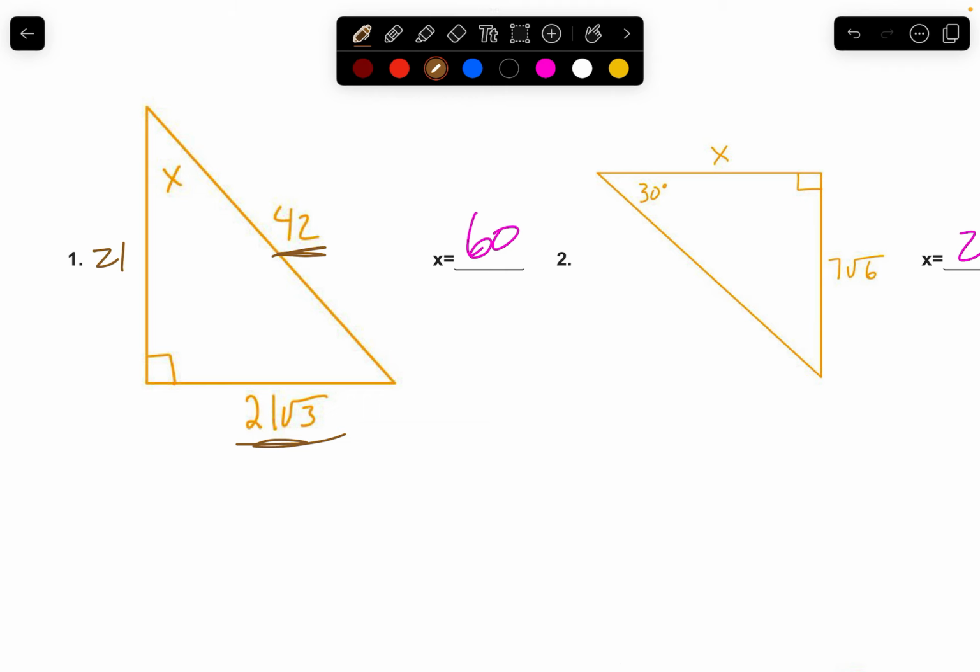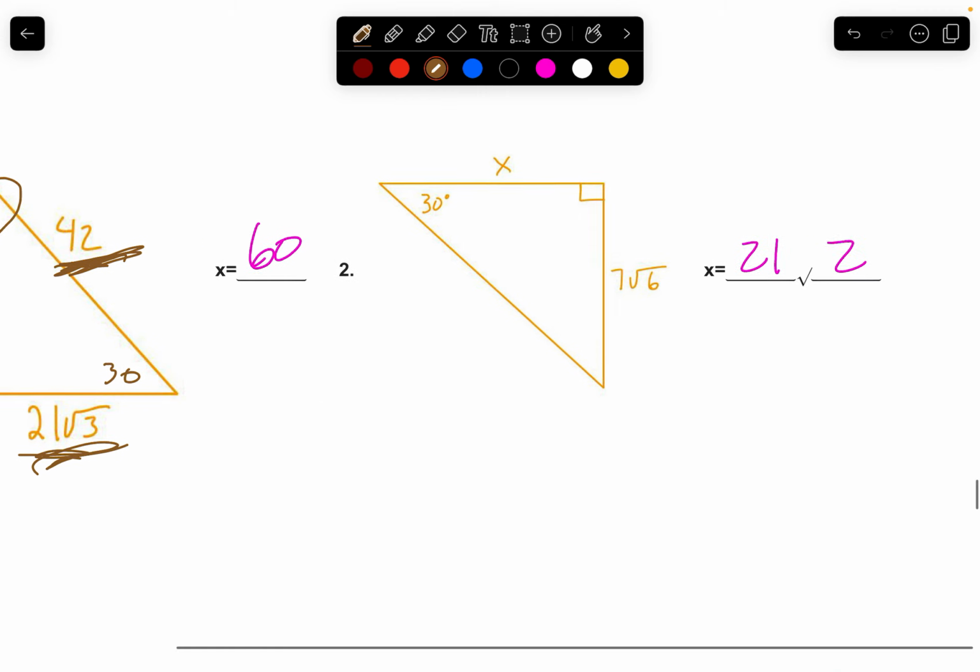So if this side was 21, does that follow the pattern of times 2 and times root 3? Yes, it does. So recognizing 30, 60, 90s is really important. If you see a triangle with 42 and 21 root 3, or 42 and 21, you need to pick up that if you have any two of these, you know what kind of triangle it is. That's really important. So that would be a 60-degree angle up there.